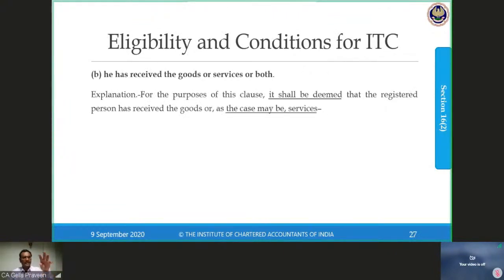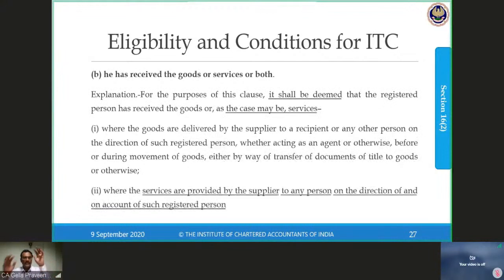Now clause B. This is one slide which is important. Immediately after this slide, I recommend you open your Excel file. The Excel file which I have shared, you can open after this slide discussion. This point B says he has received the goods or services. That means to say, the provision section 16 says that I can take the input tax credit only when I received goods or services. Now I refer to one definition called receiver, who is a recipient.